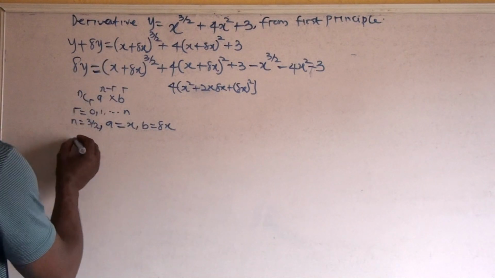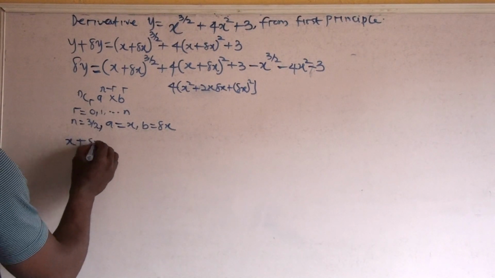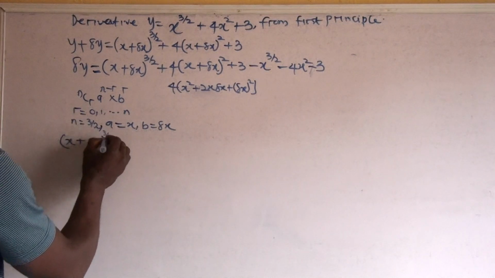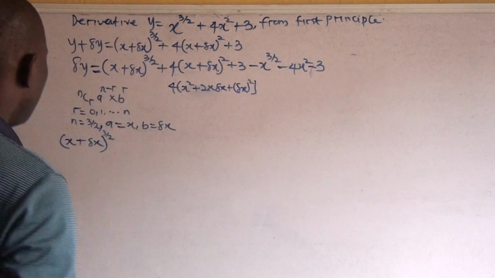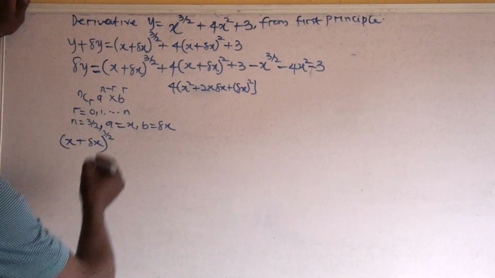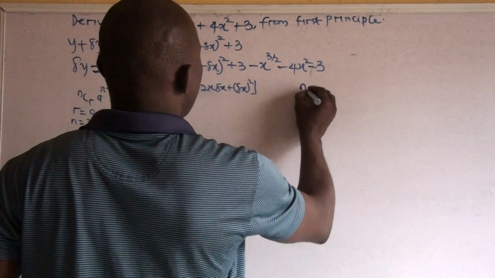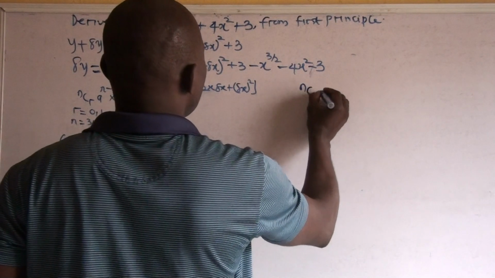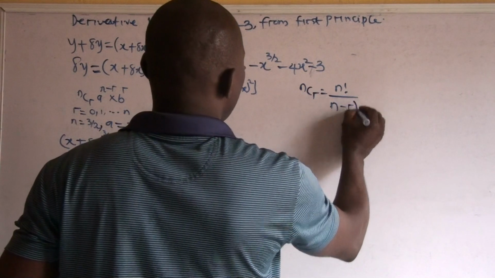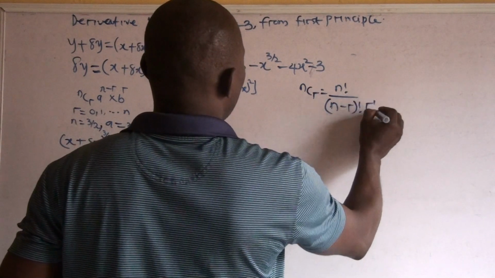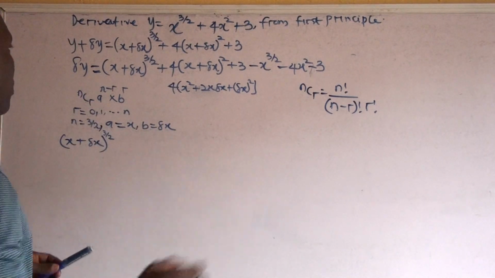Okay, so now let's expand this. The expansion of x plus delta x raised to power 3 over 2. That is what is next for us to do now. Okay, now if we are going to do that, we should also know here that n combination r simply means n factorial all over n minus r factorial times r factorial. Okay, now we'll do this expansion bit by bit.